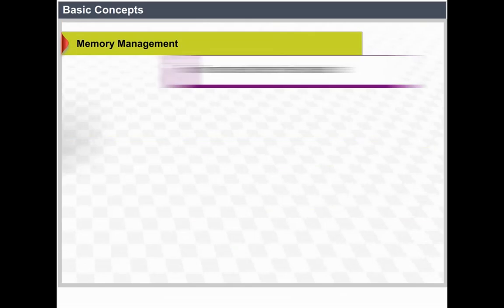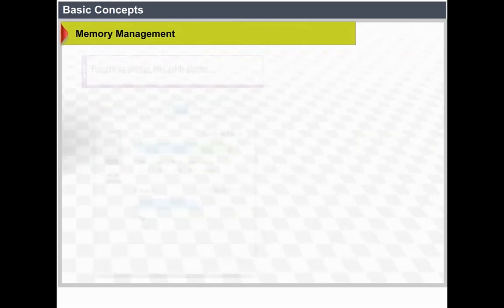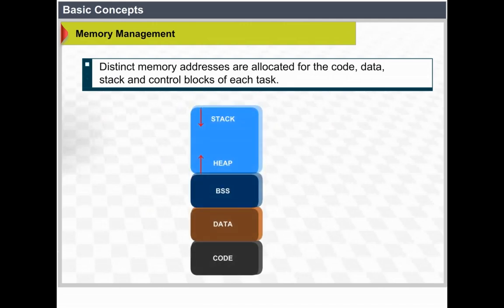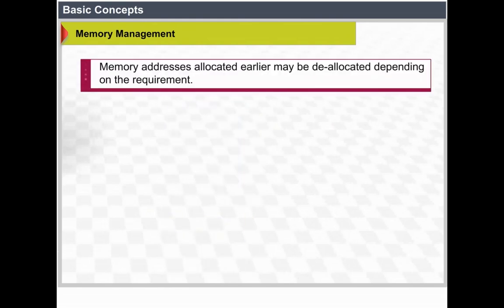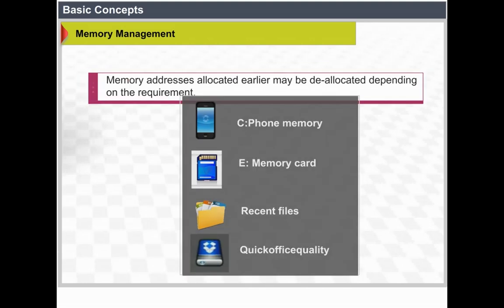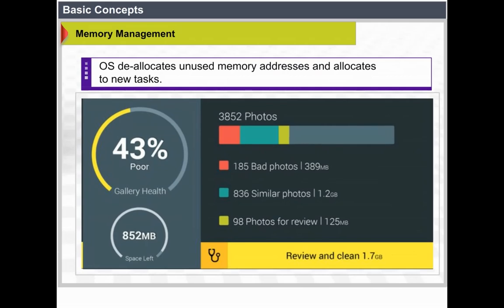Memory management. Functions are allocation, freeing, and deallocation. Distinct memory addresses are allocated for the code, data, stack, and control blocks of each task. Memory addresses allocated earlier may require to be deallocated. When a program runs, additional memory may be needed by new tasks or memory buffers. OS deallocates unused memory addresses and allocates to new tasks.